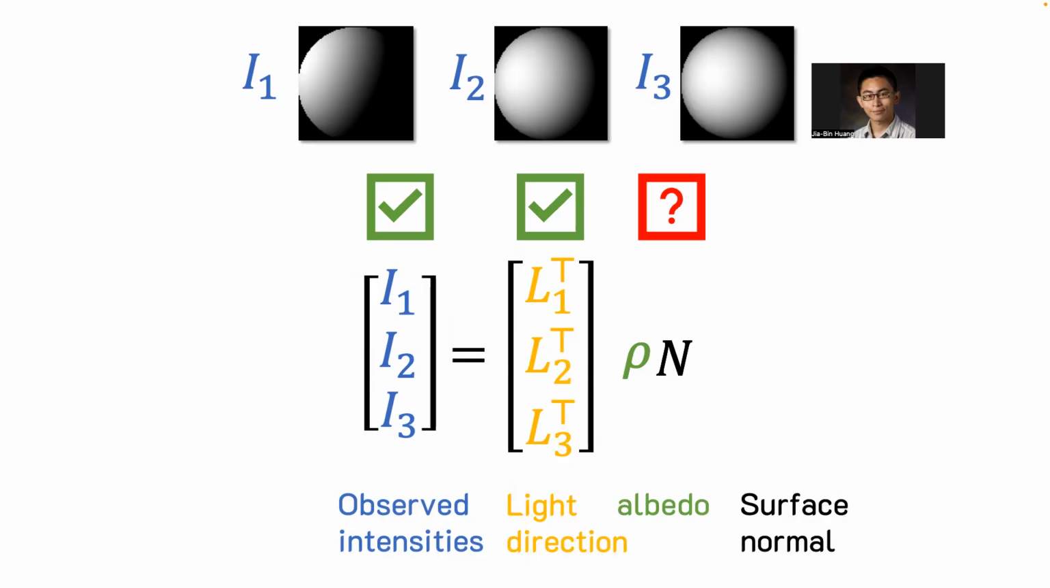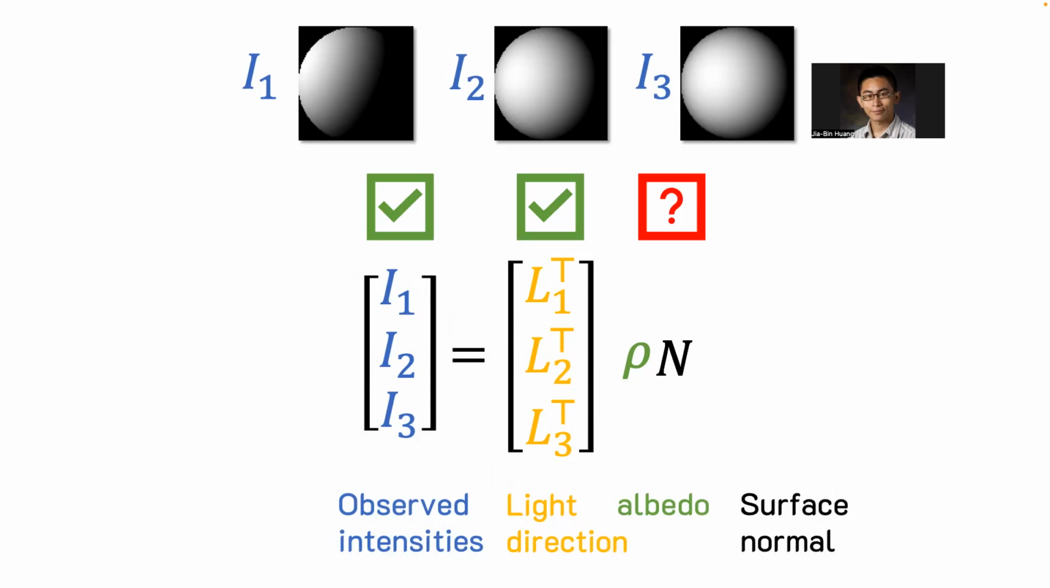There's also a nuance here. If you think about this linear system of equations, this is a 3x3 matrix, which means that this 3x3 matrix must be invertible. Okay, which specifies that your light source directions cannot be linearly dependent. You cannot have light sources that lie on a plane, and that will lead to degenerate solutions.